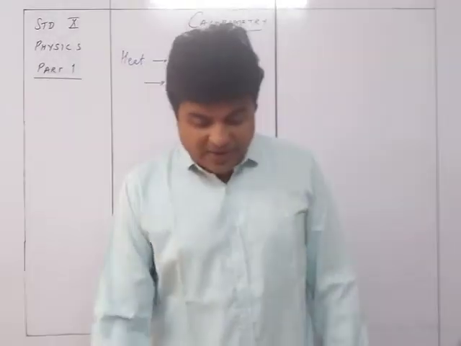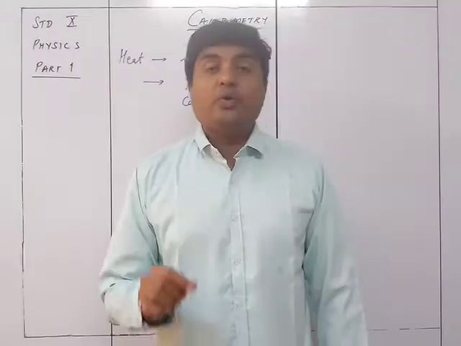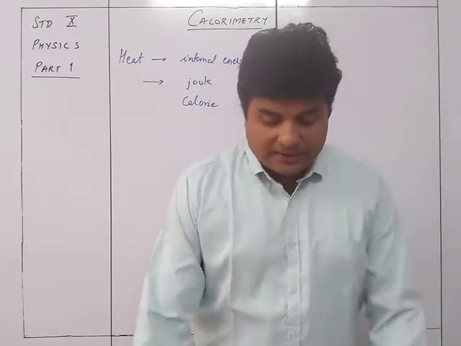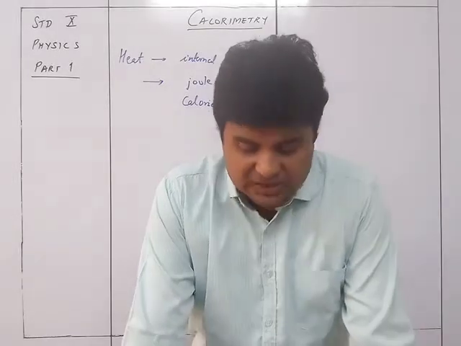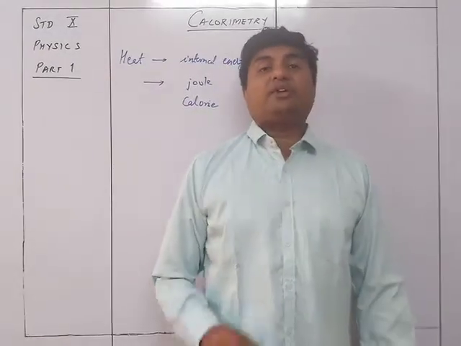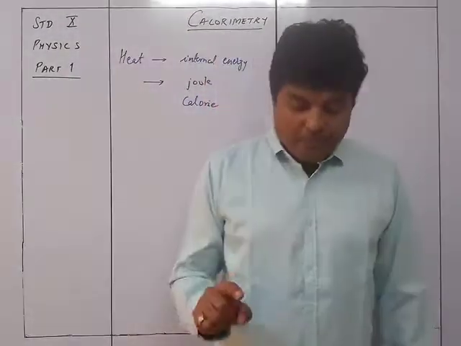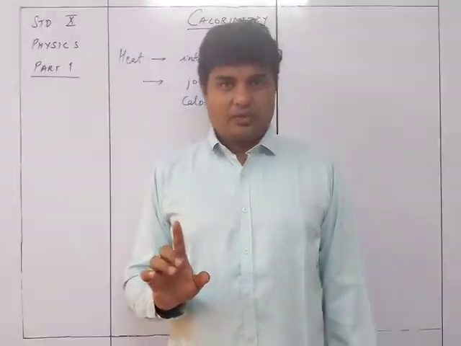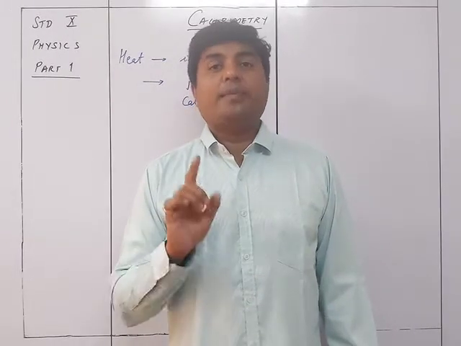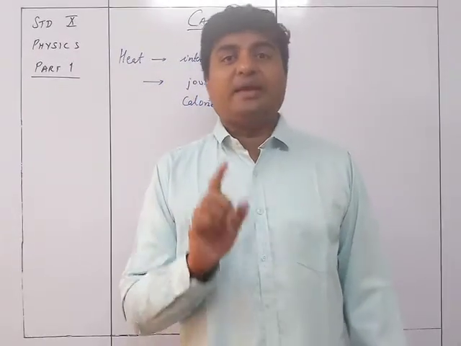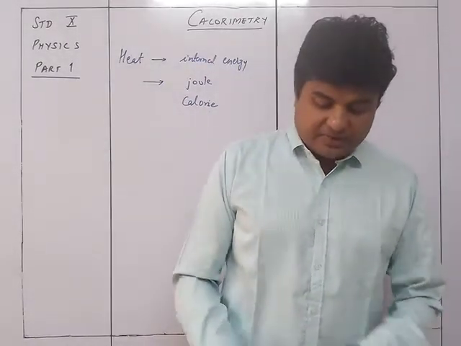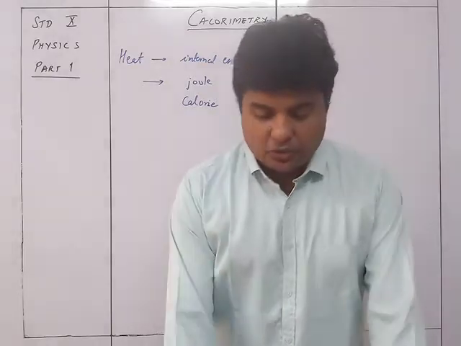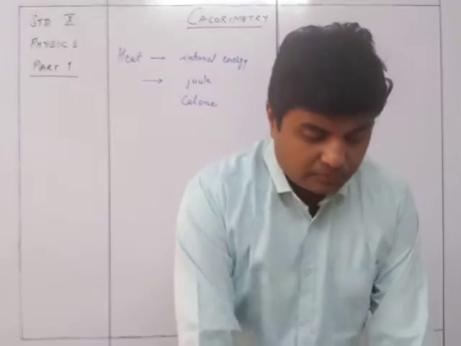So we have defined this 1 calorie as, so what you will be writing in the examinations for the definition of 1 calorie will be this one: 1 calorie is the heat energy required to raise the temperature of 1 gram of water from 14.5 degrees Celsius to 15.5 degrees Celsius. Okay, so 1 calorie is the amount of heat energy required to increase the temperature, or we can say raise the temperature, of 1 gram of water from 14.5 degrees Celsius to 15.5 degrees Celsius.